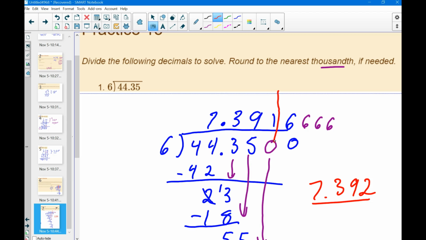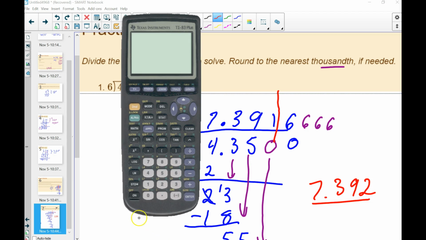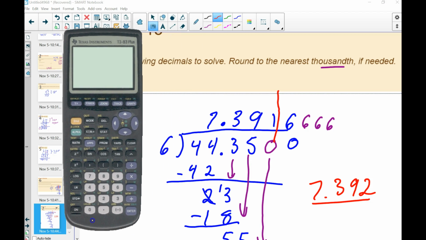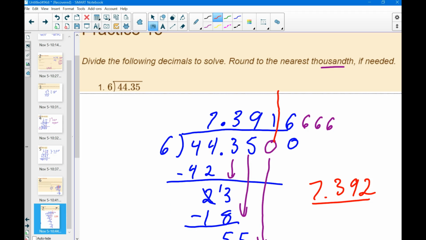And let's double check that in the calculator for fun. 44.35 divided by 6 equals, and you see how it goes, 3, 9, 1, 6, 6, 6, 6, and so on. They keep going with 6s actually. So we're right on the money. So once you realize that this was repeating, and you said thousandths, just cut it off at thousandths and you're good to go.